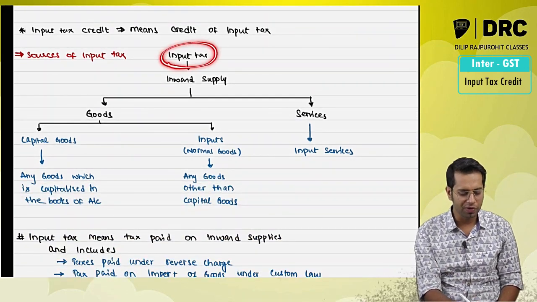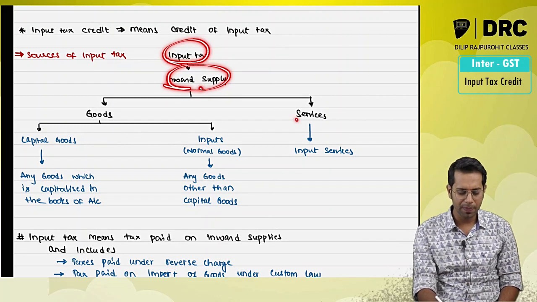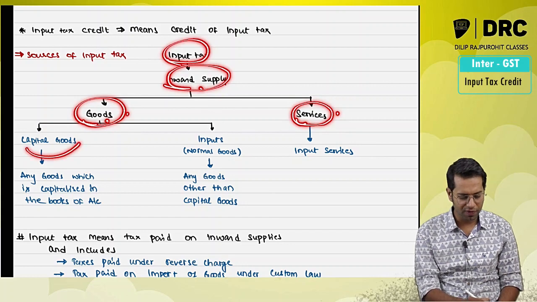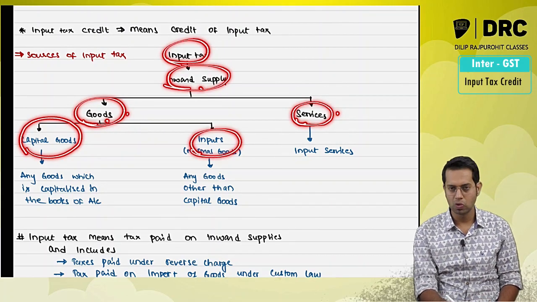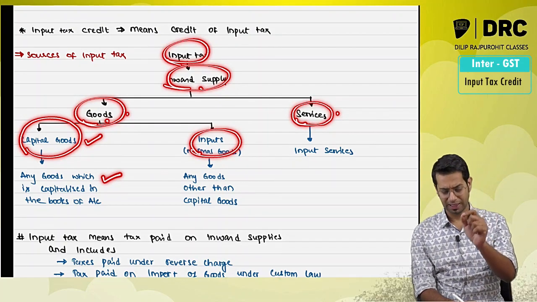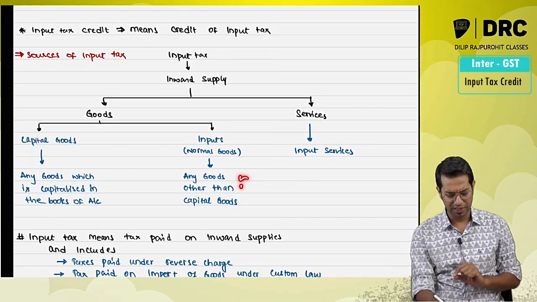Now, what are the sources of input tax? Basically, input tax you get from inward supply. Inward supply can be either of goods or of services. Inward supply of goods is further divided into capital goods and normal goods or inputs. Capital goods means what, sir? Capital goods means those goods which you are capitalizing in your books of accounts, and normal goods means any goods other than capital goods.